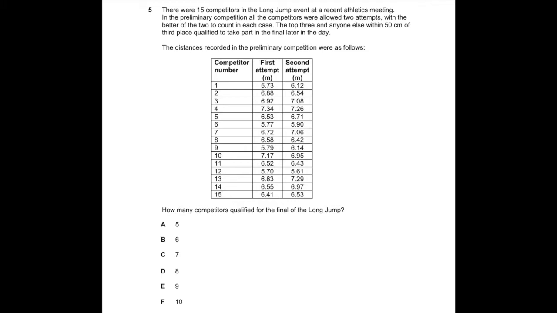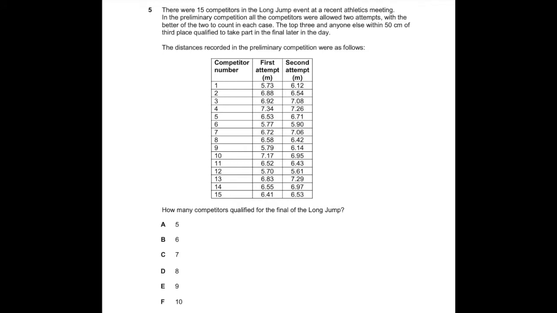The correct answer is D because of the following. Competitor 4 was the individual to produce the furthest jump on either attempt, 7.34 meters. Competitor 13 was the individual to produce the second furthest jump on either attempt, 7.29 meters, with competitor 10 coming third, 7.17 meters. Therefore, any competitor with a jump of 6.67 meters or higher, 7.17 minus 0.50 equals 6.67, qualified for the final according to the rules stated.